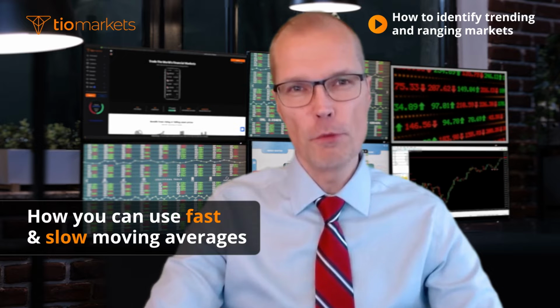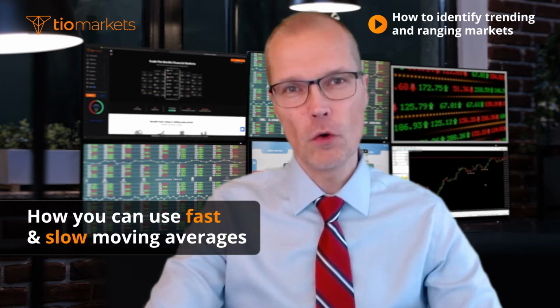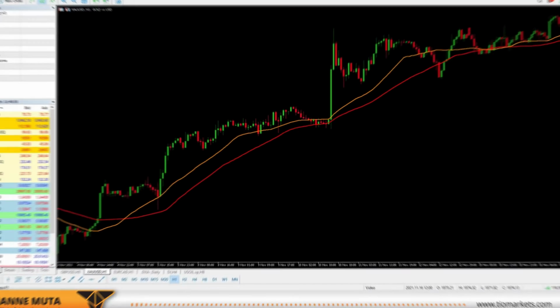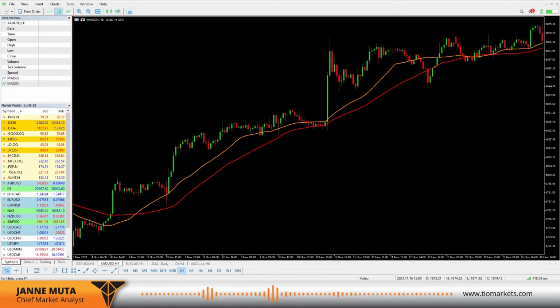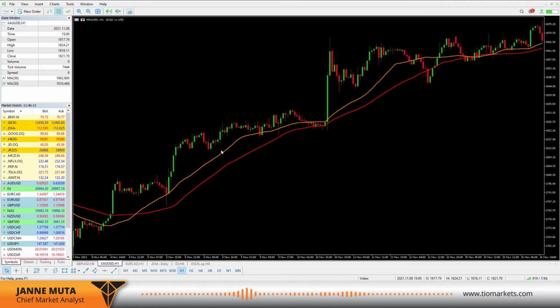First, I want to show you how you can use fast and slow moving averages to identify markets that are trending higher or that are trending lower. Here I have gold in 1 hour time frame. I have added two moving averages on the chart. One of them is 50 periods, this one here on the red, and the other one is 30 periods, the one on orange. And this system is so easy that you can learn this very quickly.